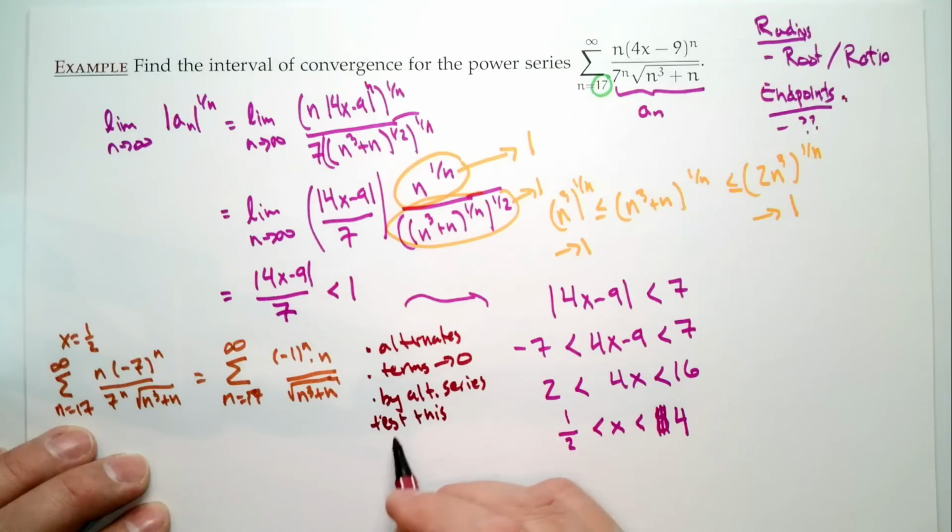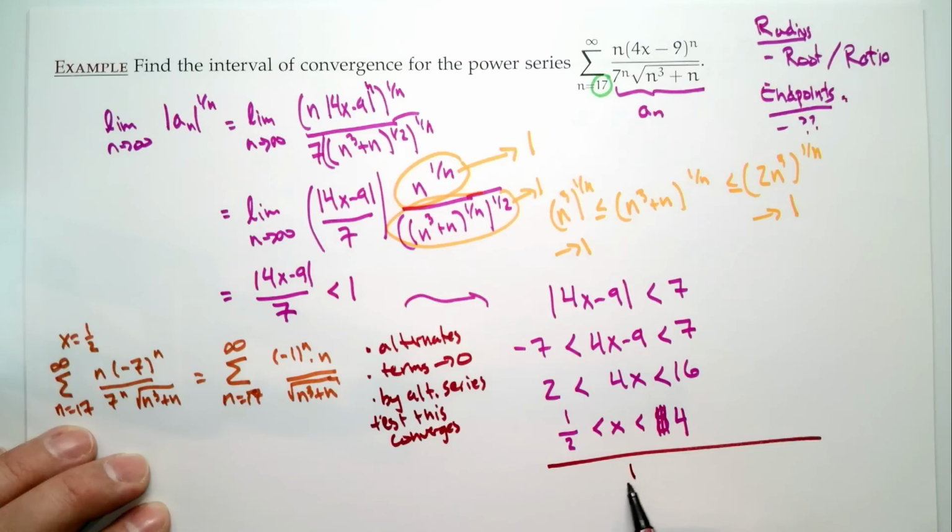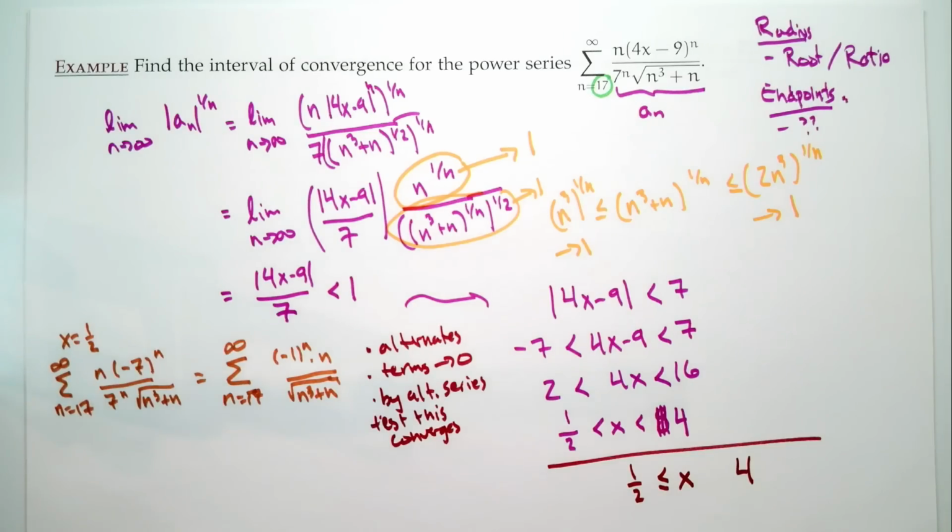Which means that we're going to include our endpoint of a half. So a half will be in our interval. So our answer is going to be a half less than or equal to x. And then we just have to figure out what goes over there for the 4. So we don't care how it converges. In other words, we don't care if it's conditional convergence or absolute. We just care, does it converge?